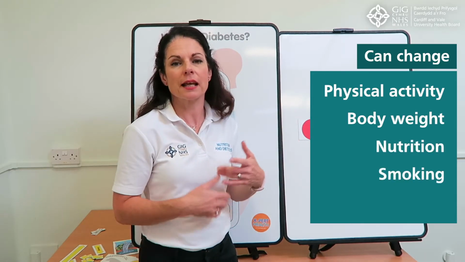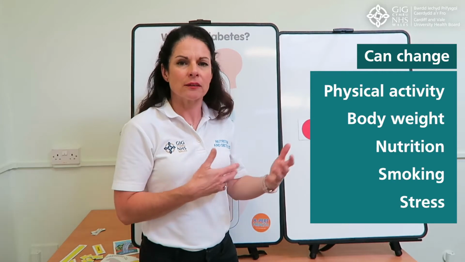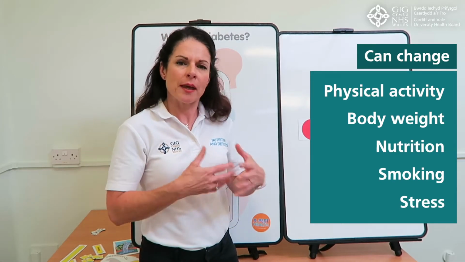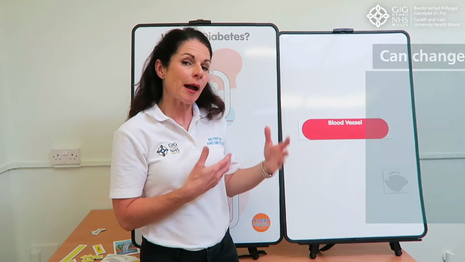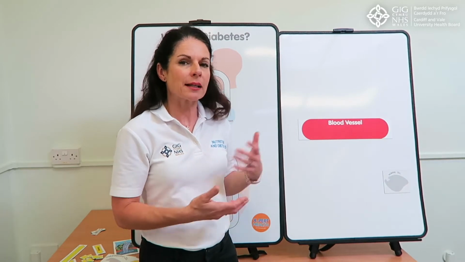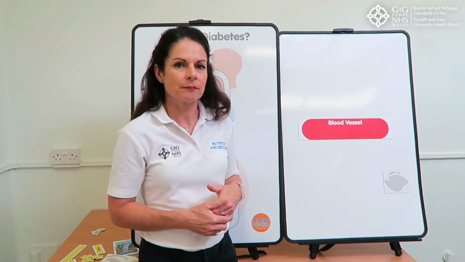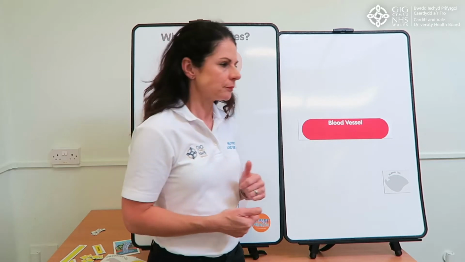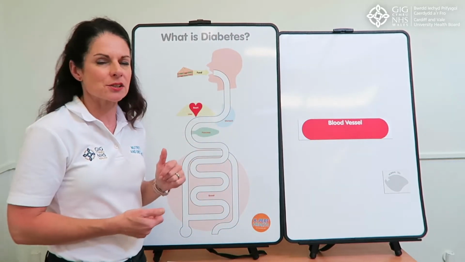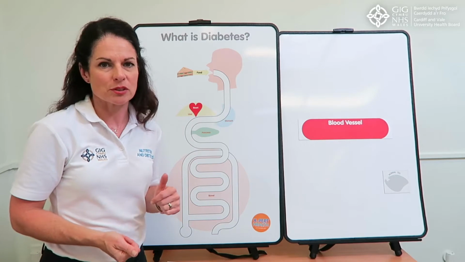There's also things like stress and illness. They have an impact as well. But the main ones we're going to look at today are about our food choices and how activity has an influence on that. So we'll come back to those in a little while. But let's have a look at what diabetes actually is, and we can see what happens in the body.